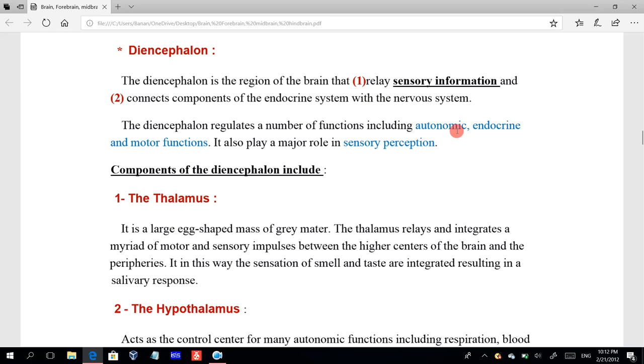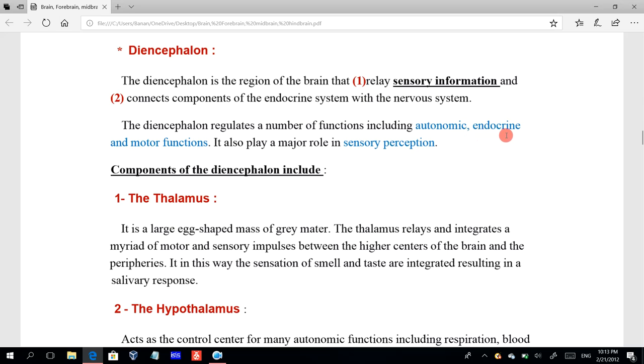Autonomic functions, like breathing. We breathe without our will. Blood pressure regulation, and these are the autonomic functions. Movement of the GIT, movement of the stomach, of the bowel, and so on. All these are regulated by the diencephalon.